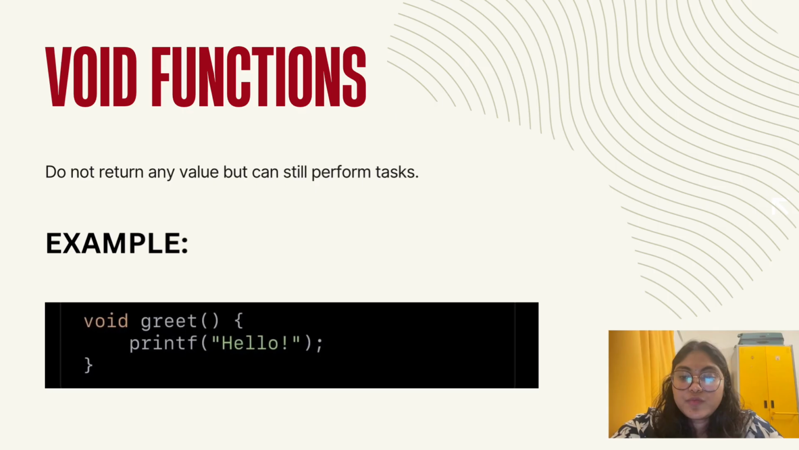What is a void function? A void function is a function that does not return any value, but it still performs a task. Key points: it uses the keyword void, has no return statement with a value, and is used when you only want to display output or perform an action. For example, the function prints hello on the screen. It does not send any value back to the main program.